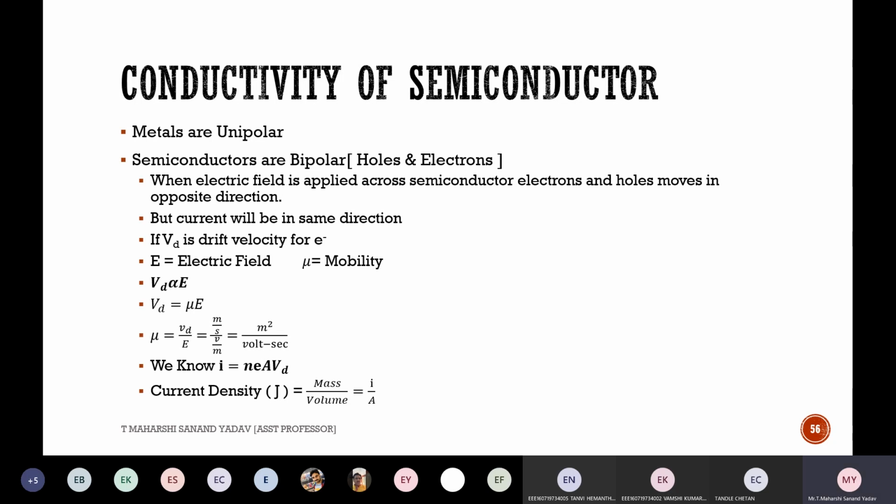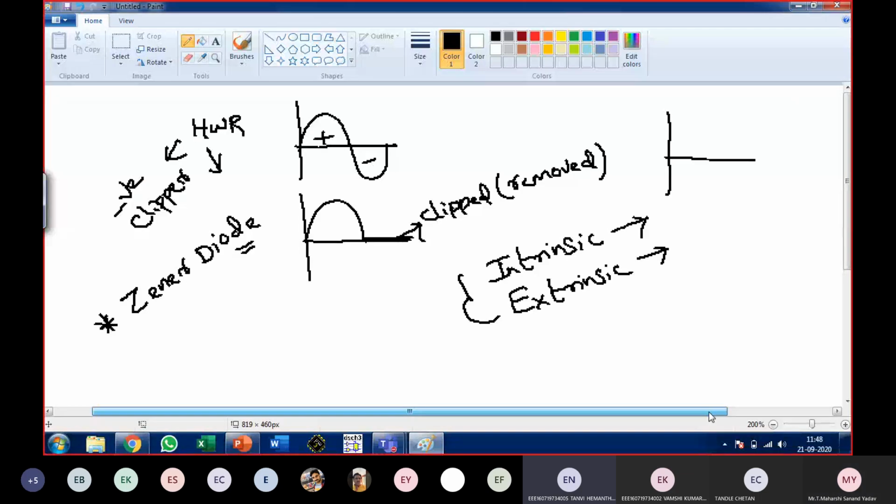I think you're perfect with intrinsic and extrinsic. I'll ask you the question, and if you're wrong, I'll try to correct you. Intrinsic and extrinsic. Anyone? What is intrinsic and what is extrinsic? Intrinsic, adding of impurities.